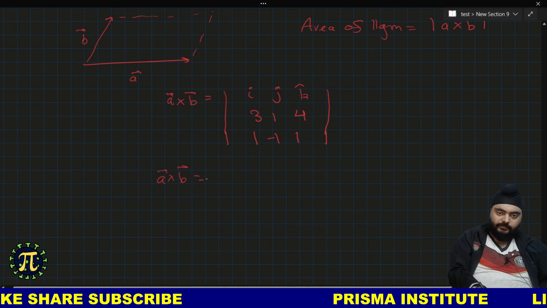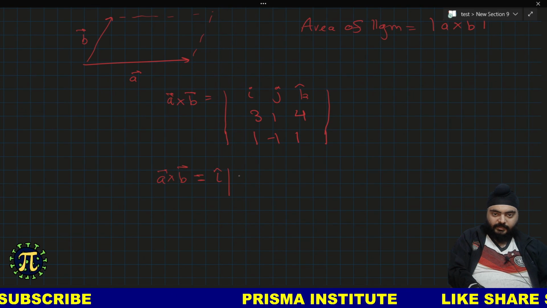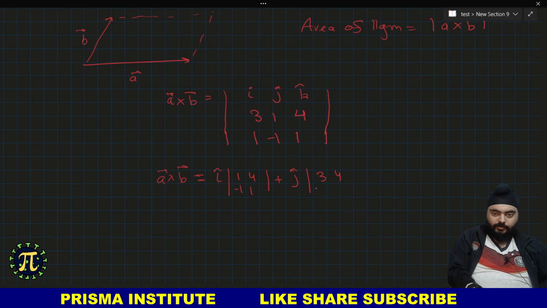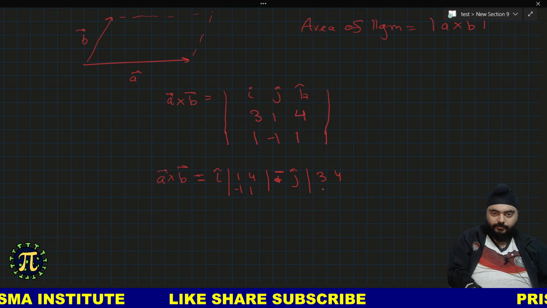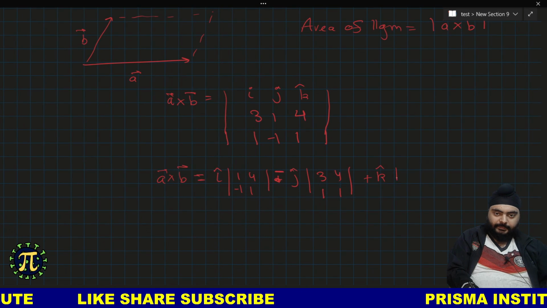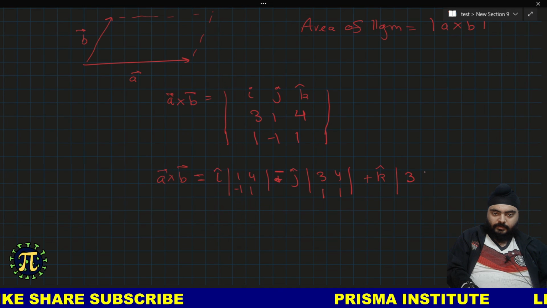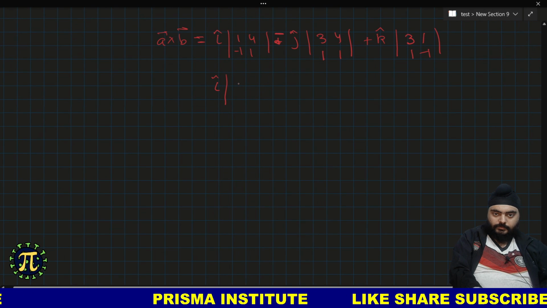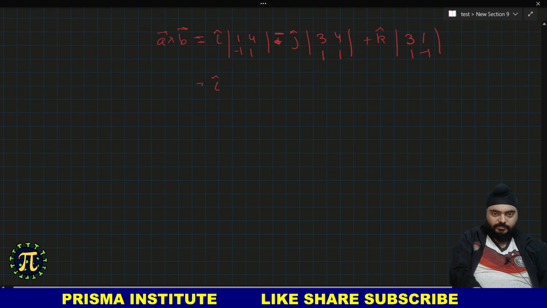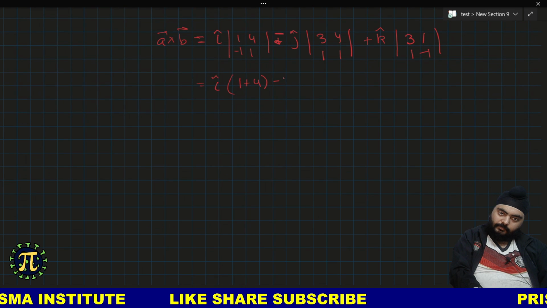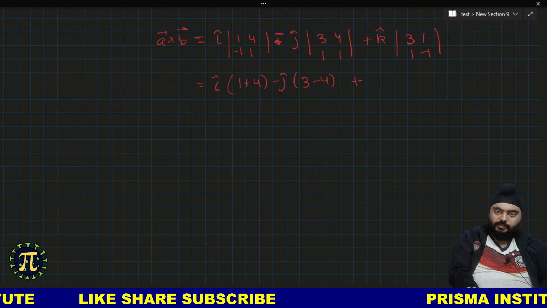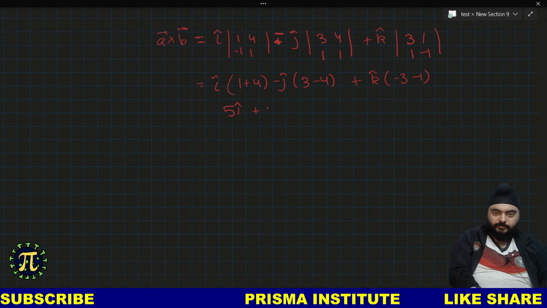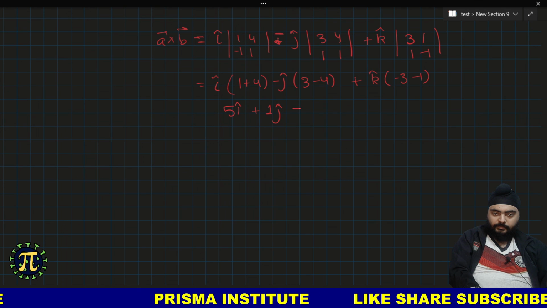A cross B vector is: with I cap I get 1 4, minus 1 1. With J cap I get 3 4, so minus of J cap, sorry, minus of J cap with 3 4, 1 1, and plus K cap with 3 1, 1 minus 1. So this result is 1 plus 4, minus J cap with 3 minus 4, K cap with minus 3 minus 1. So this is 5 I cap. This is minus 1, so it will become plus 1 J cap and minus 4 K cap.